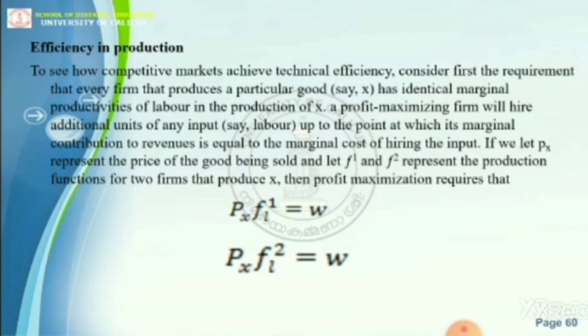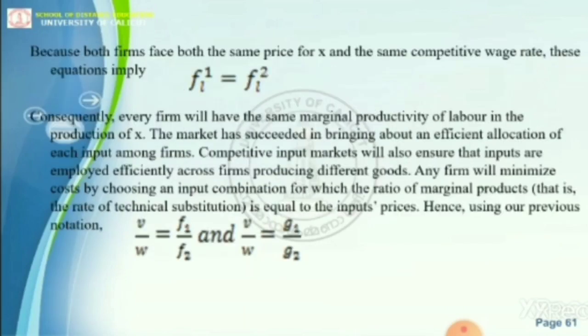That means we are selling that product at the price of Px, and we have two production functions, F1 and F2, isn't it? Because both firms face the same price for X and the same competitive wage rate, these equations imply that Fi1 is equal to Fi2. That means the two equations of the functional relation are similar. Consequently, every firm will have the same marginal productivity of labor in the production of X.